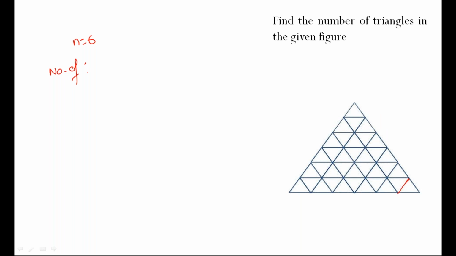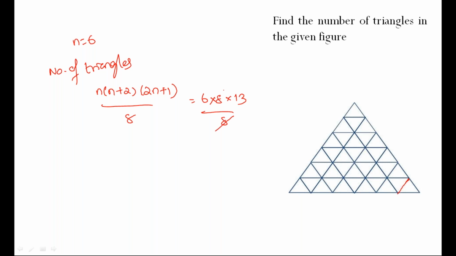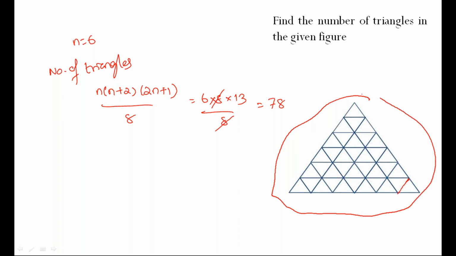Now let us see the number of triangles here, guys. As this is an even number, we'll get n into n plus 2 into 2n plus 1 divided by 8. Now here it is 6 into 8 into 13 divided by 8. Total will be 78. But friends, listen. If this diagram is full, n equals 6, if it is fully available, you have to get 78.